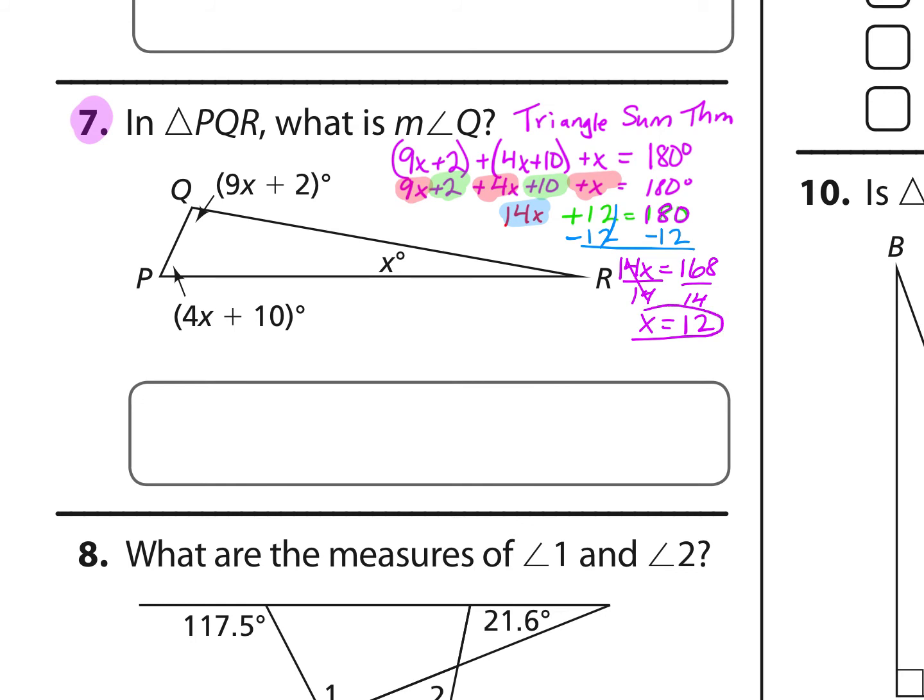So we now know x. That's not what it's asking for, but that's a step closer to the answer. We're looking for the measure of angle Q. So now we're going to go over here and say, the measure of angle Q is 9x plus 2. So 9 times x, which is 12, plus 2. And 9 times 12 plus 2 is 110. So we get that the measure of angle Q is 110 degrees.